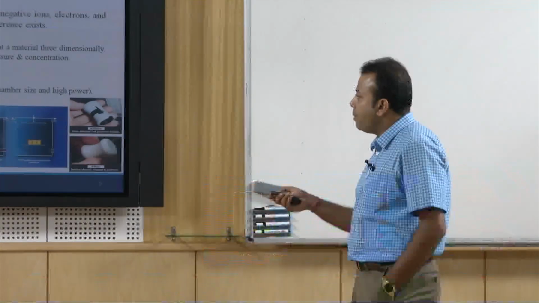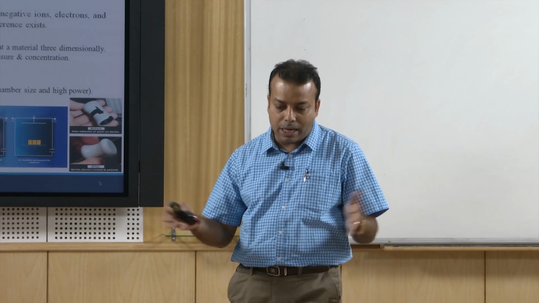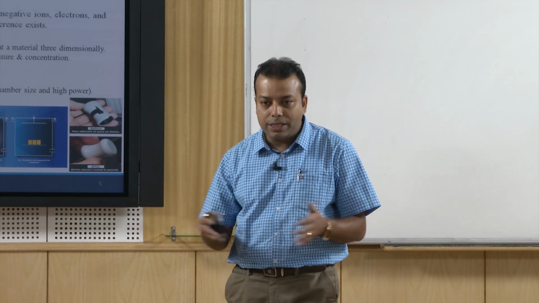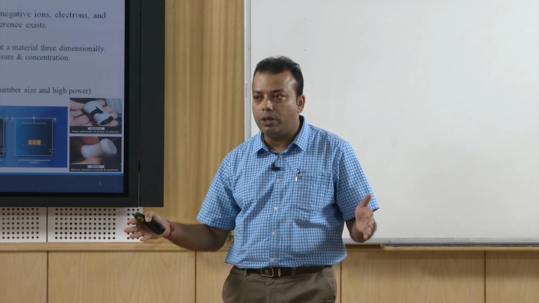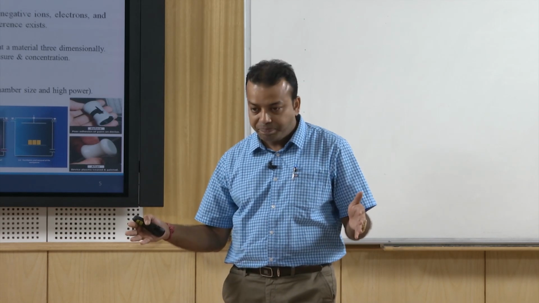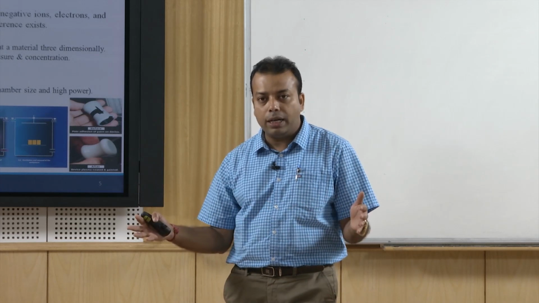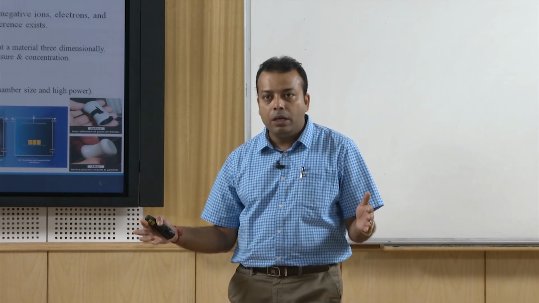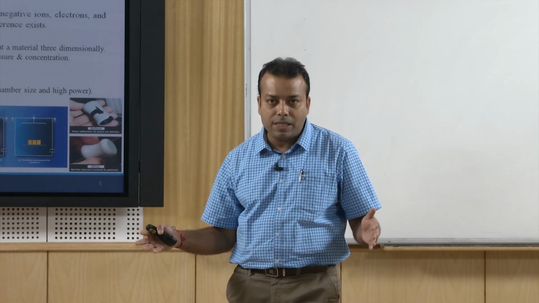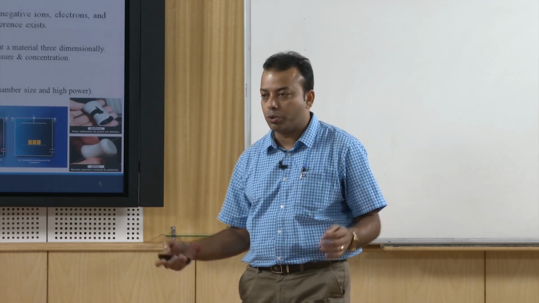So, what are the disadvantages? High plasma system price and low rate of production, large chamber size and higher power, because in this case we need controlled atmospheres, some inert gas, and controlled temperature or ambient conditions, so that we can maintain a constant atmosphere throughout the experimental time. That is why it is a little expensive and the machines are very sophisticated and large.